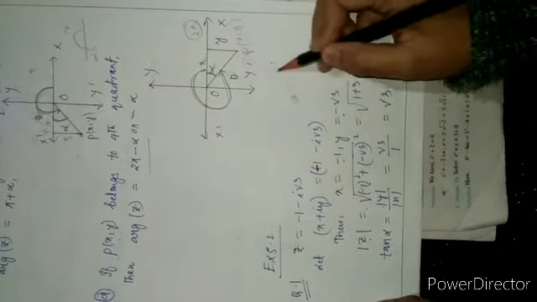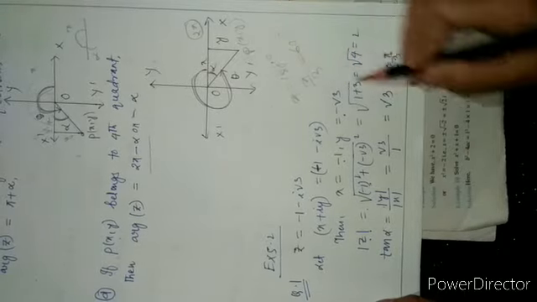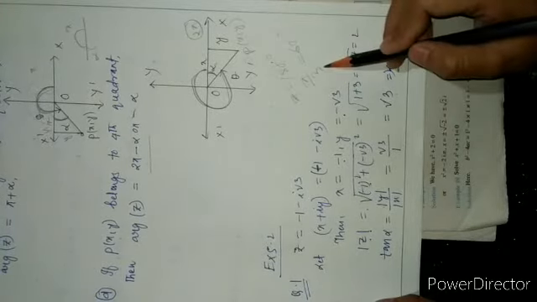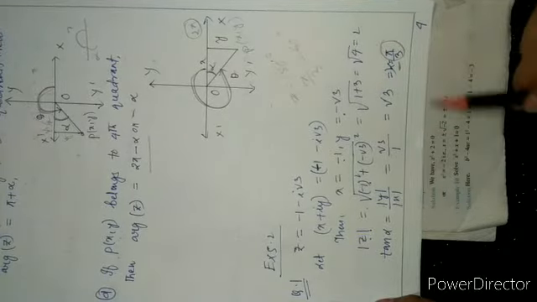Pi is equal to 180 degrees. Dividing both sides by 3, this 60 degree will be equal to pi by 3. So alpha is pi by 3.